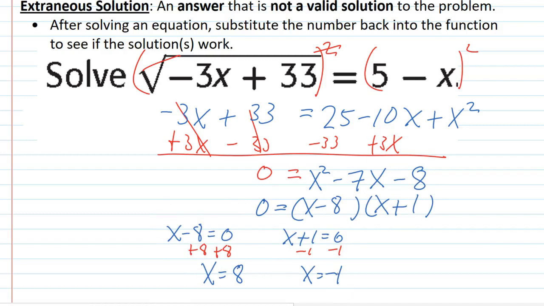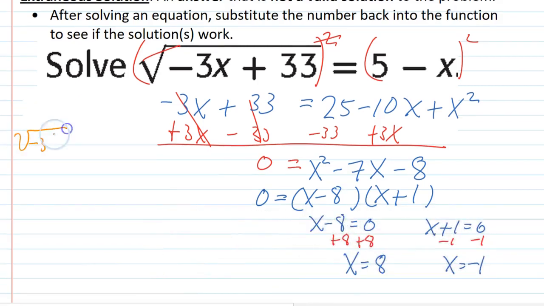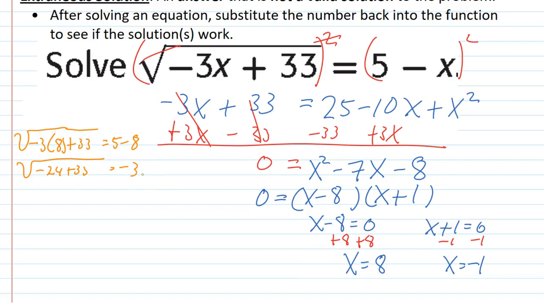Now, we're not finished. We need to check for extraneous values. What that means is I'm going to take my two answers and plug them back into the original equation. Before I go any farther, I can still simplify this, but look, a square root equals -3. Can a square root ever equal a negative? The answer is no. When I take a square root of something, I get a positive number. I don't get a negative number.